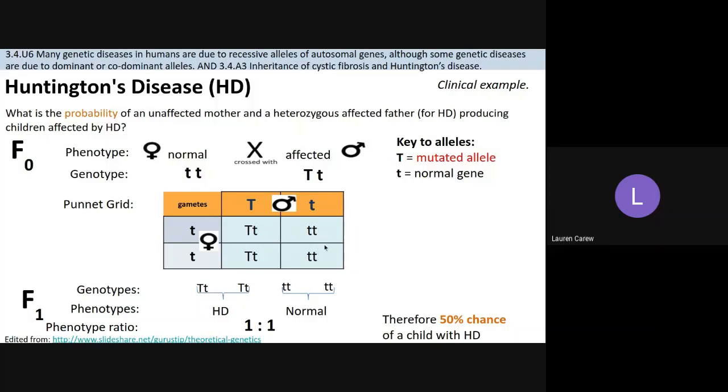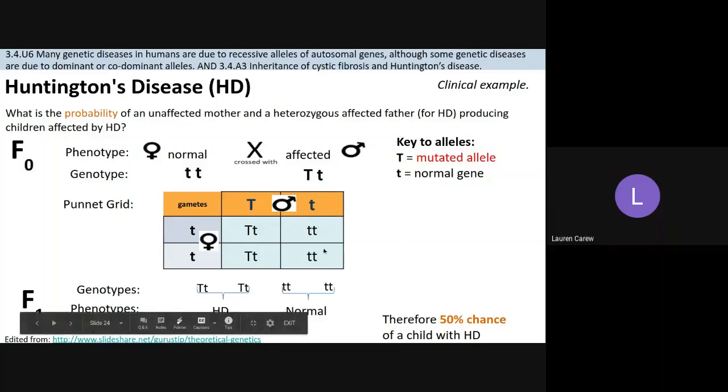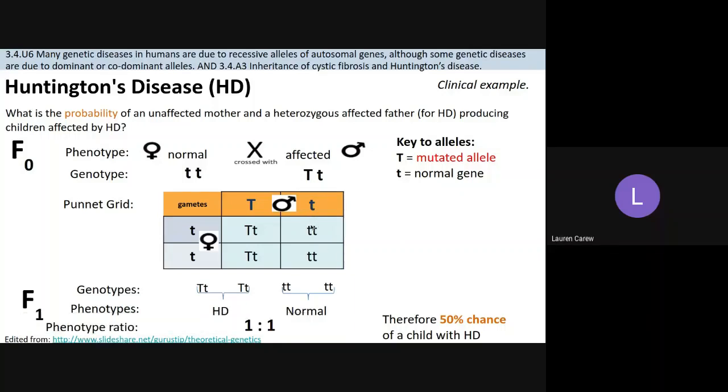I think we spoke about in vitro fertilization and how they could potentially screen the embryos before implanting them into the mother's uterus. This would be an example of why they might do that. If they know that they have a genetically inherited disease and they want to have children, they can screen the embryos for embryos that do not have the disease and then only insert those embryos into the mother's uterus.